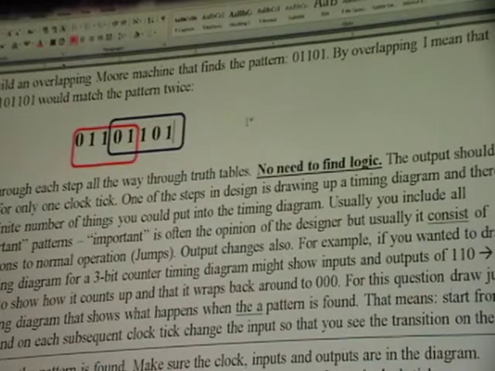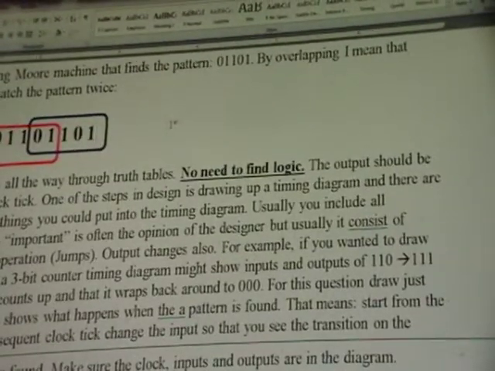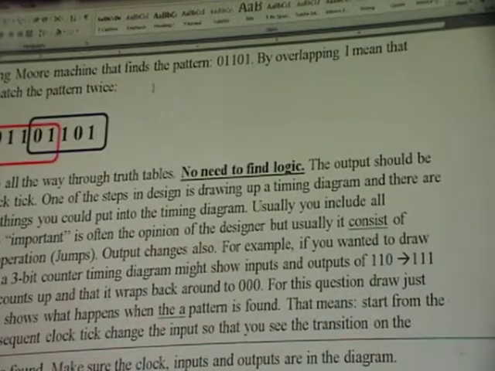So let's see if we can get the camera so it's better aligned. Okay, and so this is the pattern we're looking for. We're looking for 01101, and we're doing overlapping, so the next pattern can actually start before you're finished with the first pattern, and that's what the red and the blue circles here are.